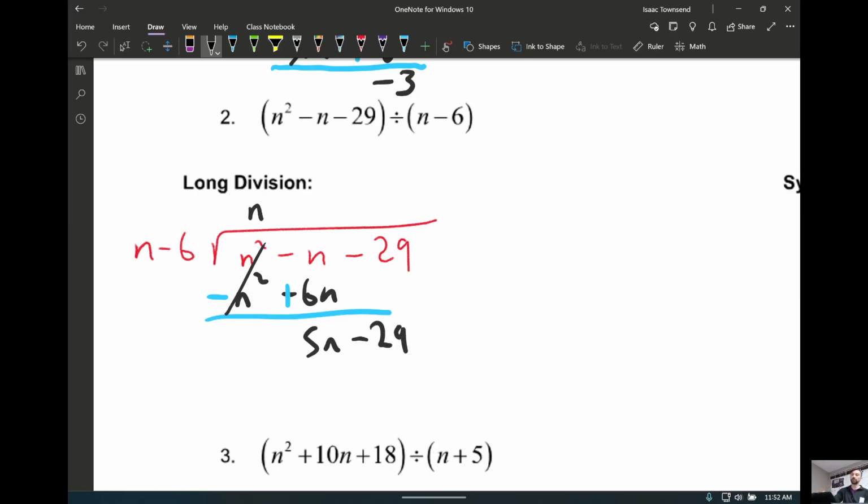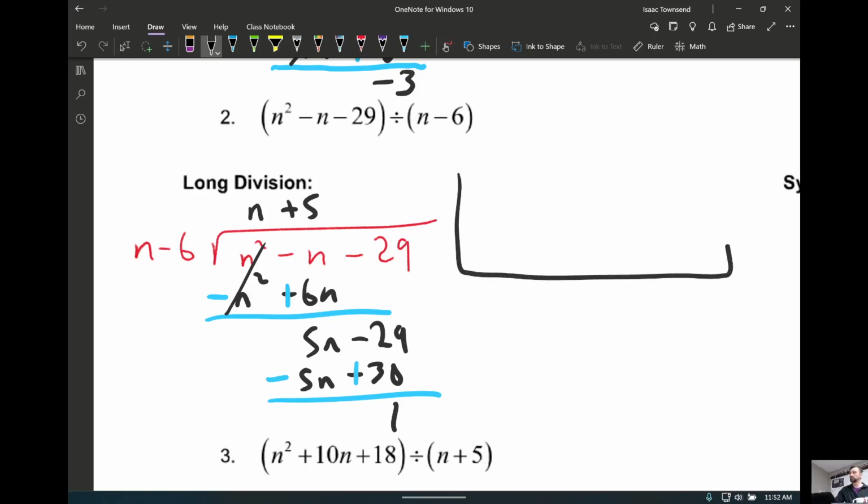Start the algorithm over. The next part would be 5, because 5 times n is what gives you 5n. 5 times negative 6 gives you negative 30. As soon as you're done multiplying, change the signs and add. Now, technically, in long division, you could have to do the algorithm once or 2 times, like the last 2 questions, or 7 times. You can do it as many times as you need to. But I know that I'm finished because there's nothing times n that gives me 1 without dividing by a variable, without dividing by n, which doesn't make sense.